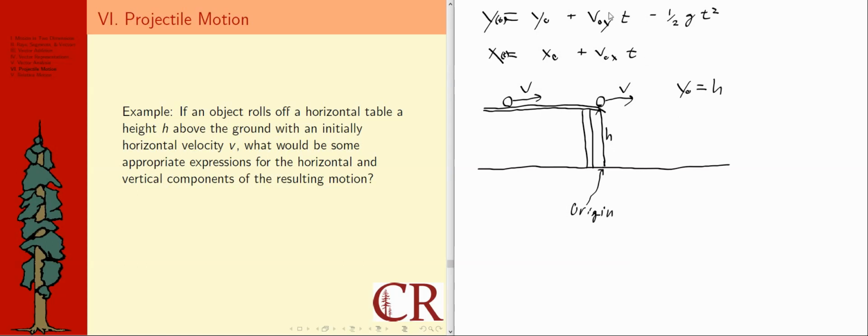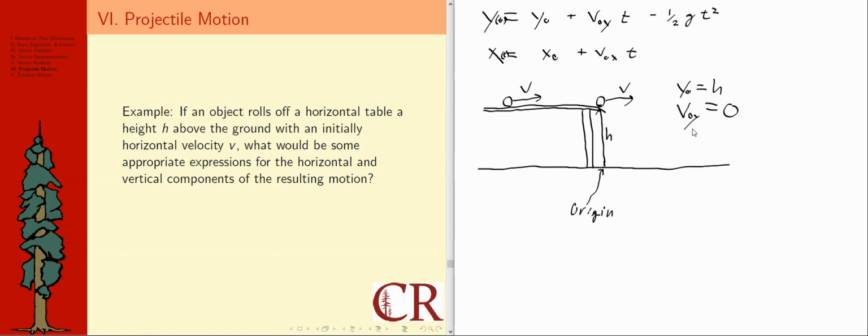Now, what else do I have in this vertical component? I've also got v naught y as a parameter there, and I'd like to make a replacement for that. It really represents the initial vertical component of velocity. But this object just rolled off with only a horizontal velocity, so it makes sense that the initial vertical component of velocity is just going to be equal to 0.